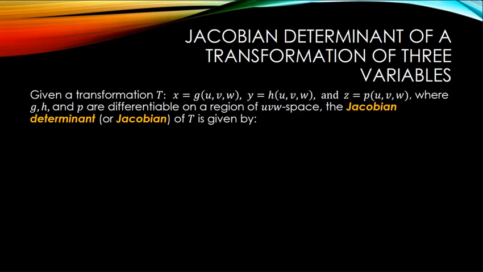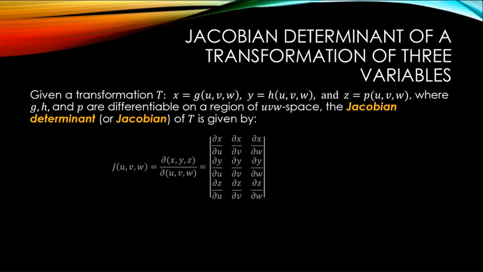So if I'm given a transformation T such that x is equal to g of u, v, w, y is equal to h of u, v, w, and z is equal to p of u, v, w, where g, h, and p are differentiable on a region of uvw space, the Jacobian determinant, or the Jacobian, of T will be given by J of u, v, w, which is the partial of x, y, and z with respect to u, v, and w. It is found by computing the determinant of a 3 by 3 matrix, where the first row is populated by the partial of x with respect to u, the partial of x with respect to v, and the partial of x with respect to w.